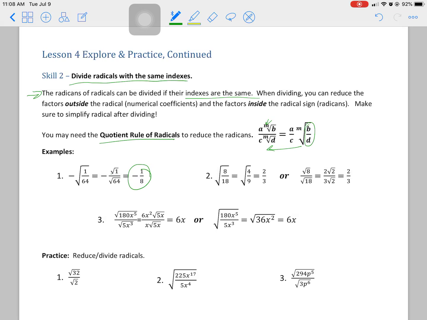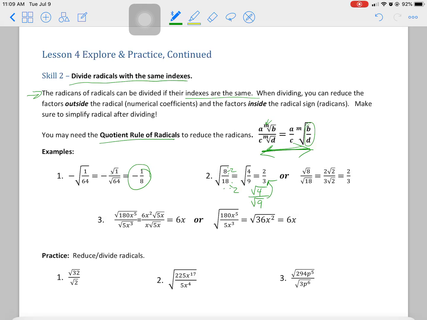But let's say you have 8 over 18. You can reduce them, divide by 2, and you're going to get the 4 over 9. The 4 over 9 is then the square root of 4 over the square root of 9 under the radical sign. That's what's going to get you the 2 over 3. All right, so being familiar with this going back and forth is a good way to use this.